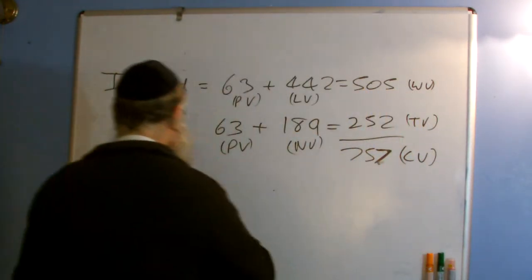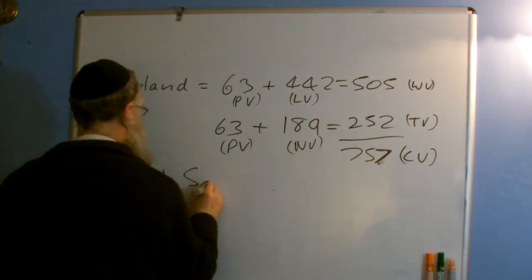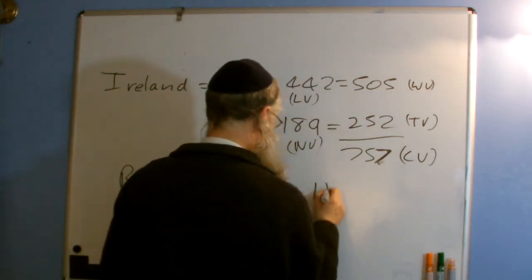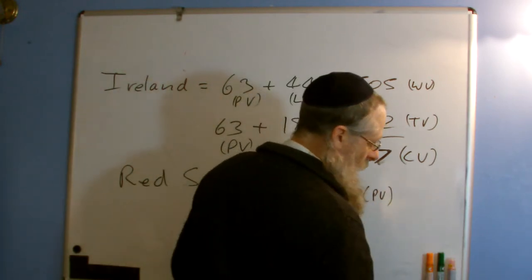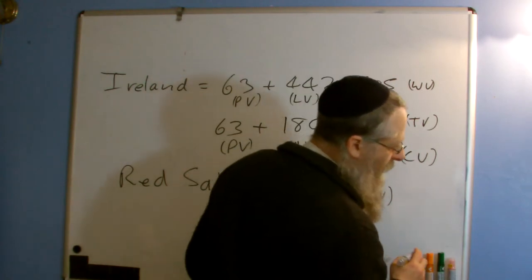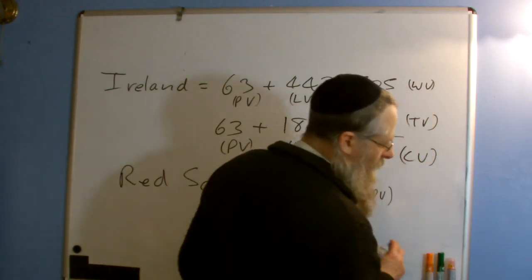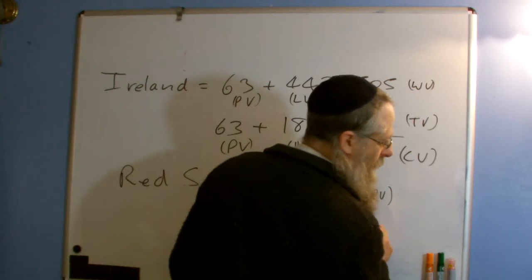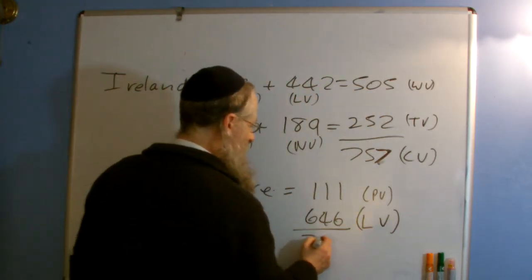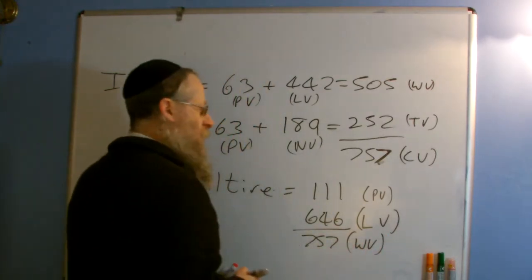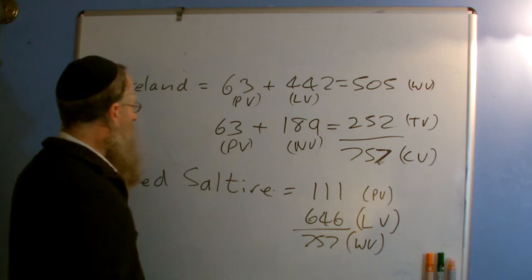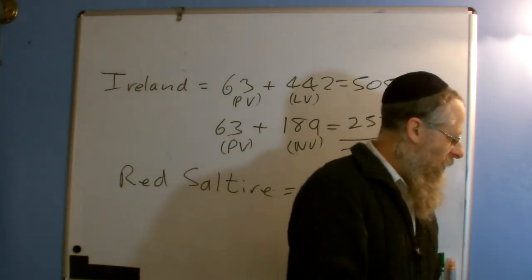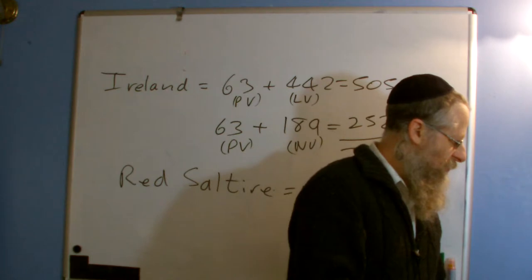Now I'm going to take the red soul tire, and I'm going to use the placement value, which is 111, and I'm going to use the value we had at the top for the large value, which was 646. Check again, yes, the large value, and that gives us the whole value of 757. It does get complicated, doesn't it? So now I have a relationship between Island and the red soul tire. So we've done the different countries, the three main countries.